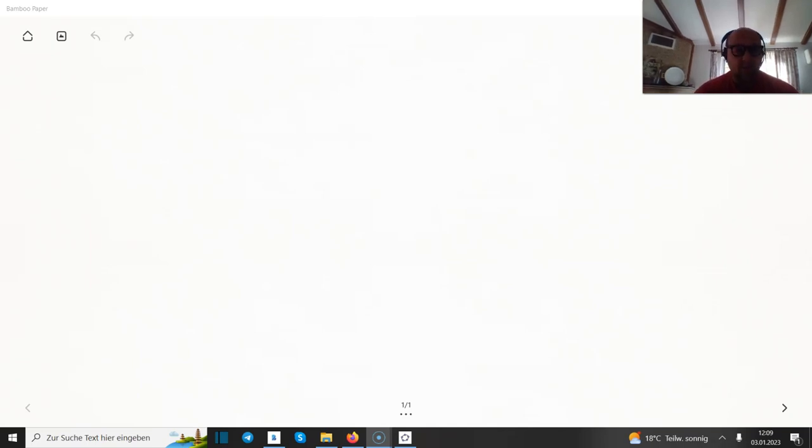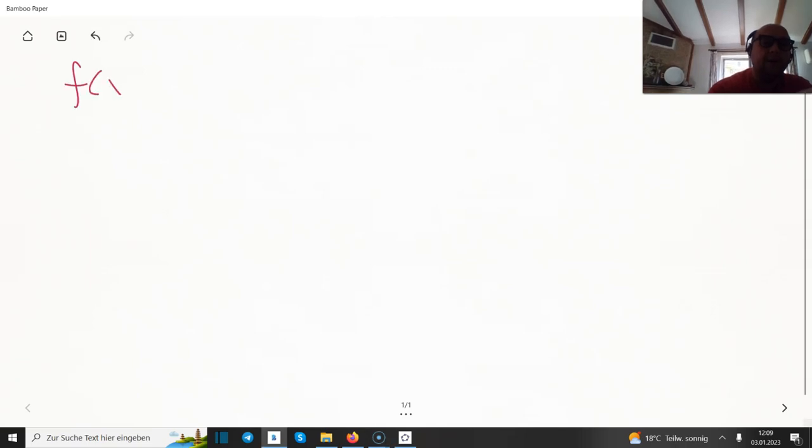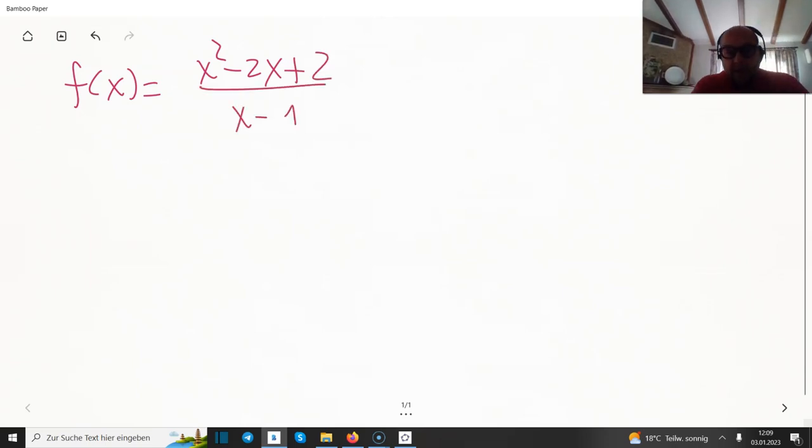Today let's discuss one more function which is not a polynomial function, as in the previous results. So this function looks like f of x equals x squared minus 2x plus 2. So far so good, but now we're dividing it by x minus 1. Well, what does it mean? That means that we are not allowing x to be equal to 1. This is the very first point. So the domain is everything but 1.